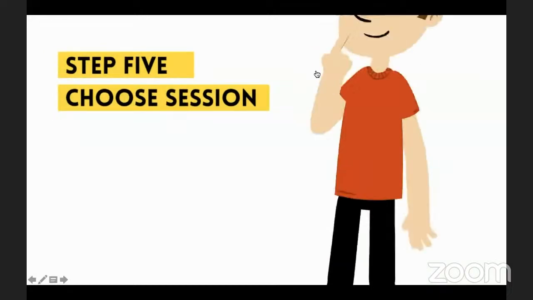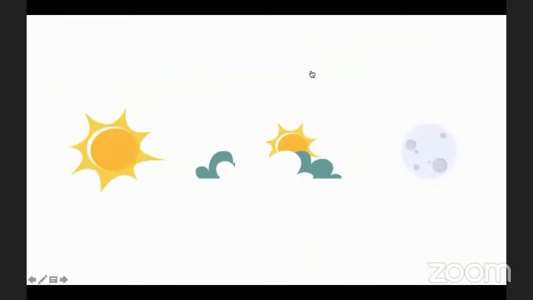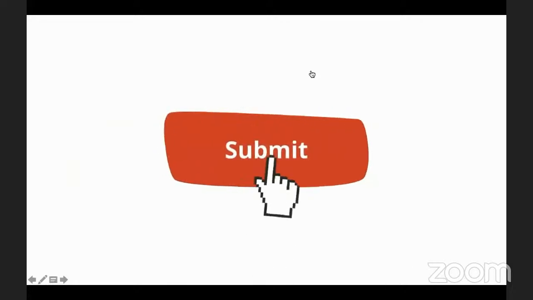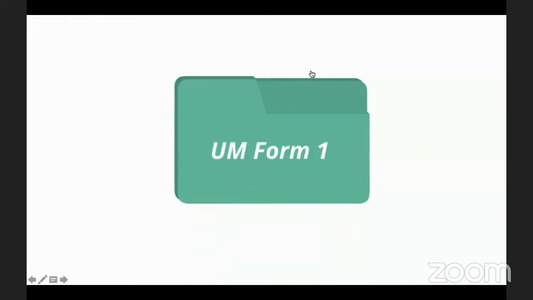Step 5. Choose your desired session if you'd like to take classes in the morning, afternoon, or the evening. Submit your choice and get your certificate of matriculation or the Form 1 to proceed to the last step.